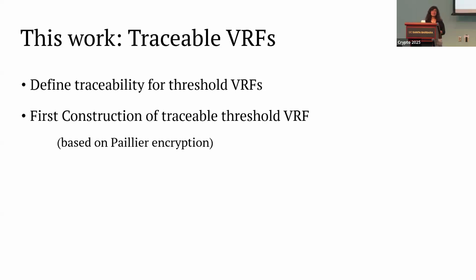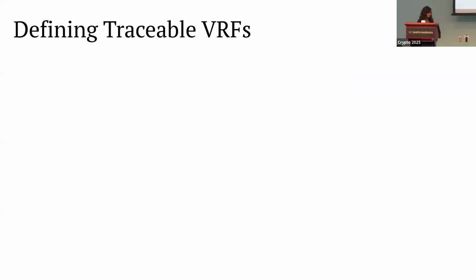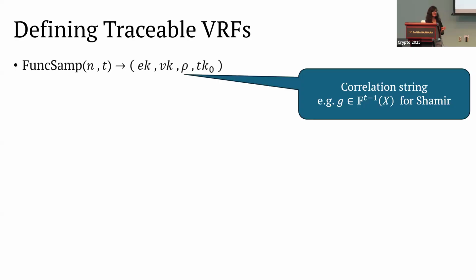So with this motivation in mind, in our work, we first define traceability for threshold VRFs, and we also give the first construction of this primitive, which is based on Paillier encryption. So let's start with the definitions. So I'll start with the syntax first.